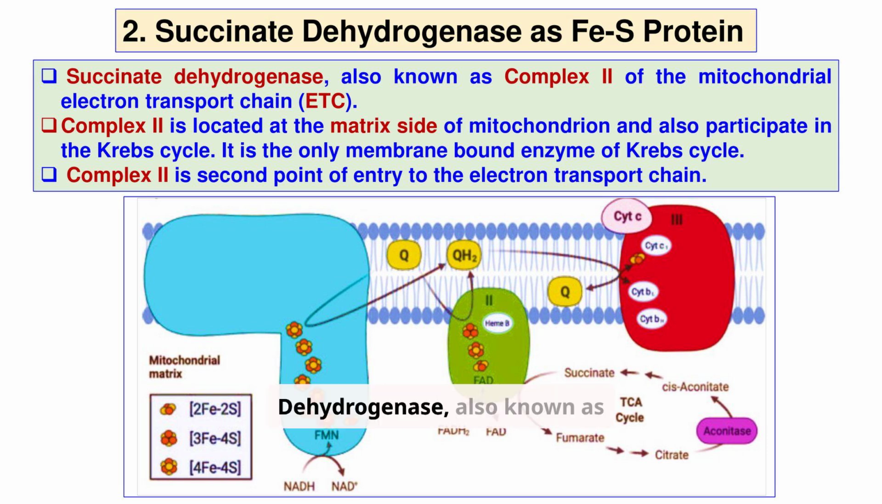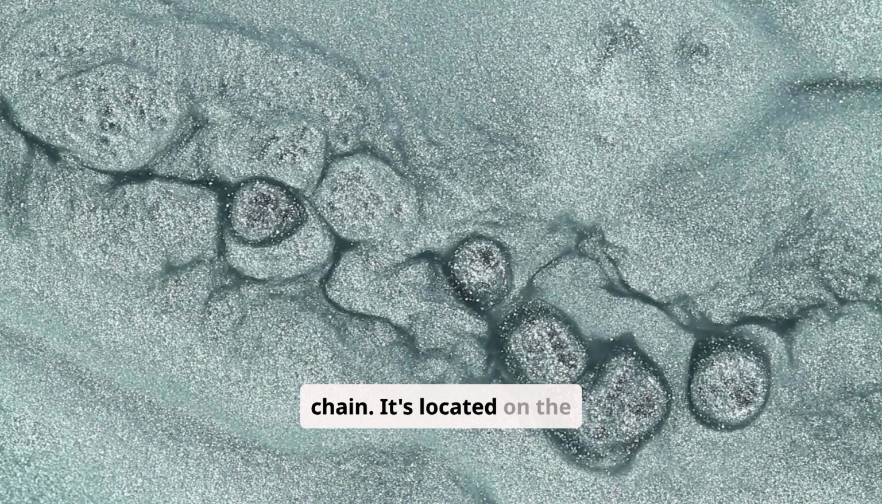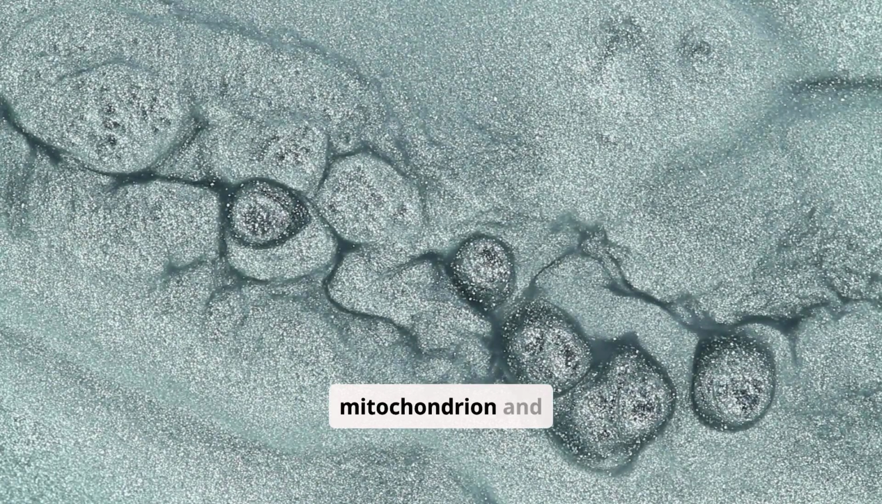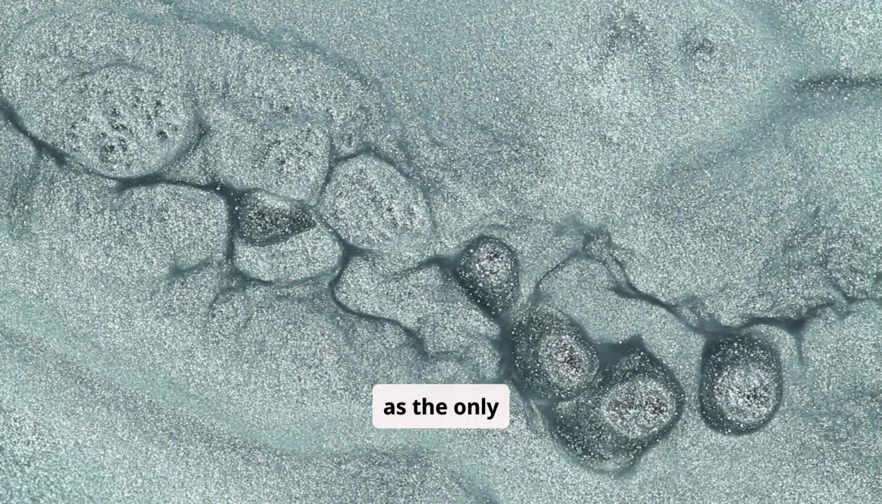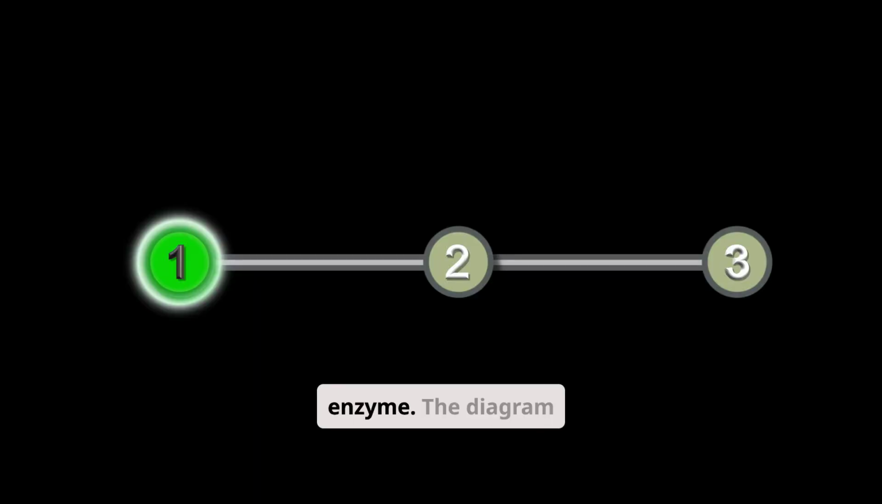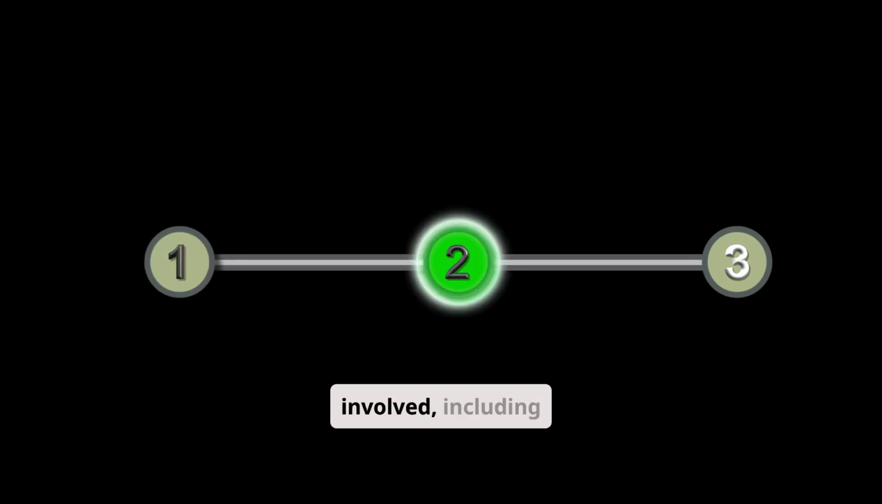Succinate dehydrogenase, also known as complex 2, is another important Fe-S protein in the mitochondrial electron transport chain. It's located on the matrix side of the mitochondrion and participates in the Krebs cycle as the only membrane-bound enzyme. The diagram shows the flow of electrons and the various components involved, including 2Fe2S, 3Fe4S, 4Fe4S, FMN, and FAD.